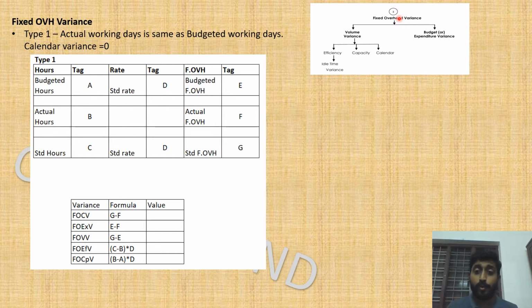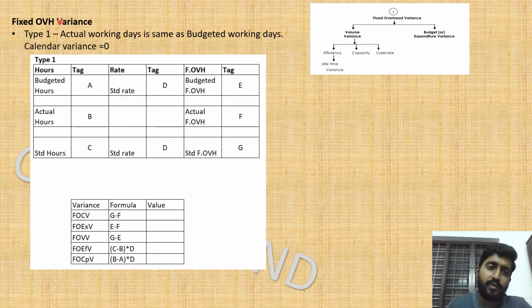Okay, so any major issue may happen, but if only the minor issue you are showing, that we are having a checkpoint which we already discussed in our material variances, labor variances. Okay, so now let's go inside the fixed overhead variance.